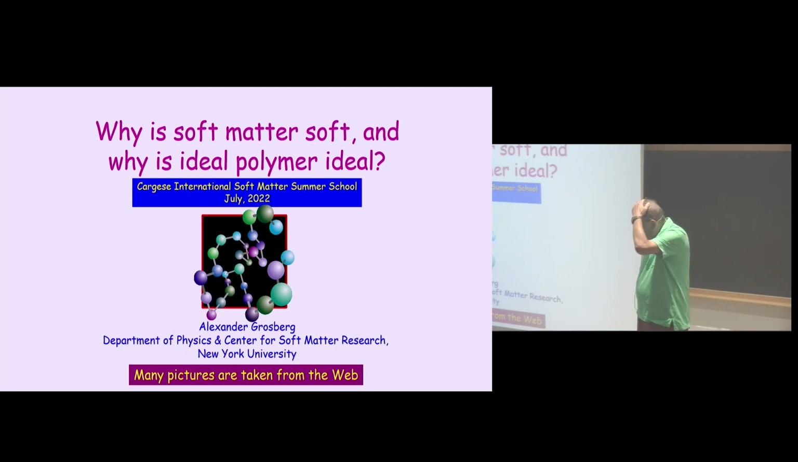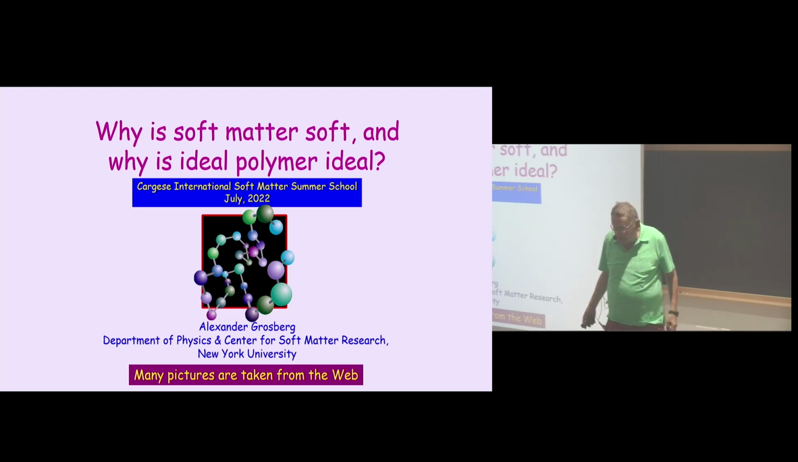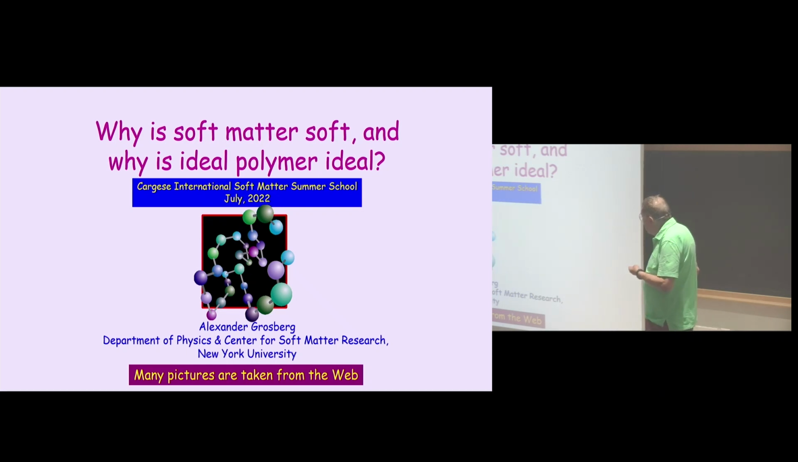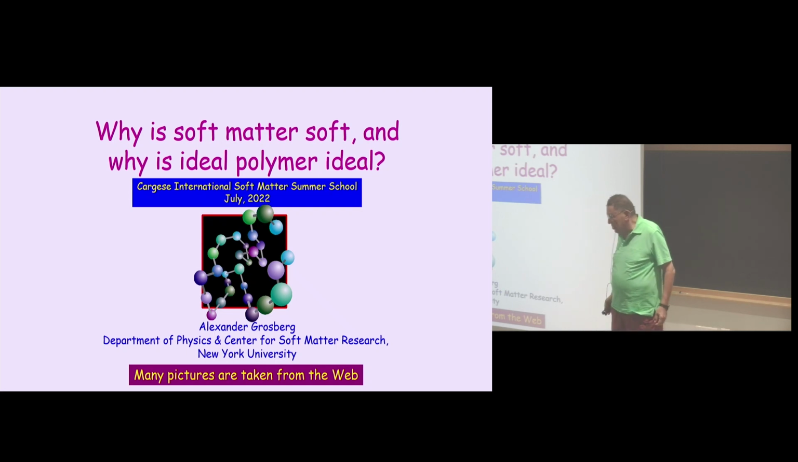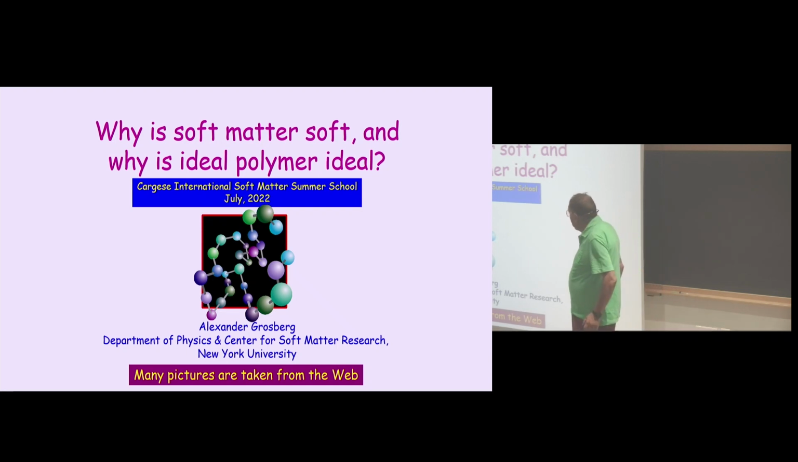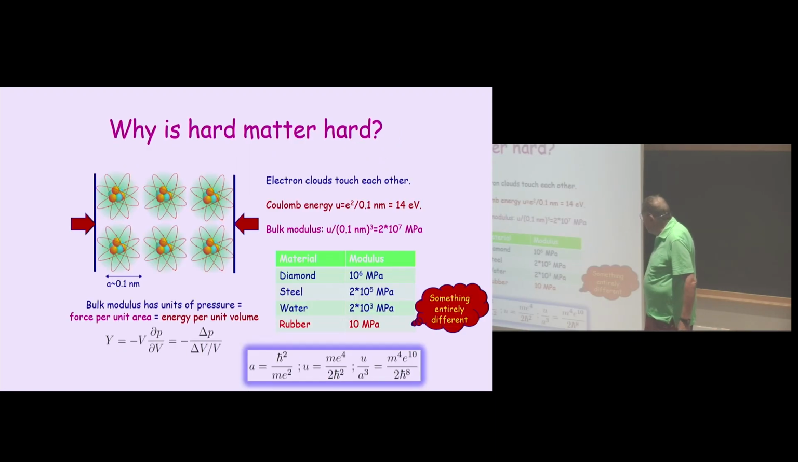earlier prepared lecture, which is two subjects that I'm supposed to cover in this morning lecture. The first lecture: why is soft matter soft? It is a soft matter summer school, so it's appropriate to ask what is soft matter, and in particular, why is it soft? And then, more specifically, closer to polymer physics, why is the ideal polymer ideal? So why is soft matter soft?